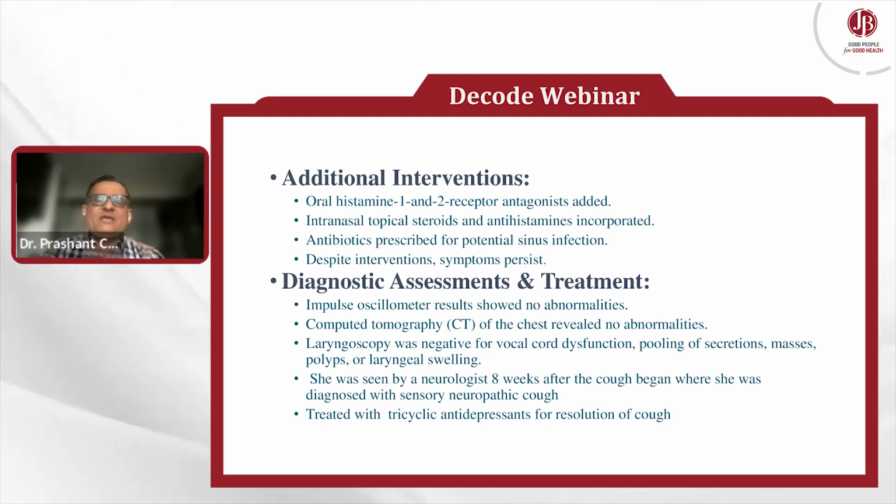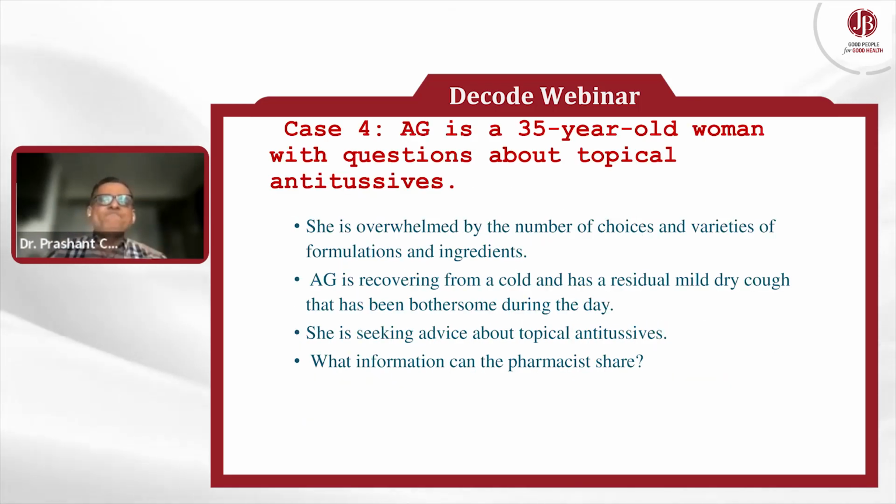And then an assessment was made, and she was given a tricyclic antidepressant, and that led to a resolution of cough. So you need to look at the psychogenic component also in individuals with chronic cough. And as we go ahead, we'll discuss this in more detail.